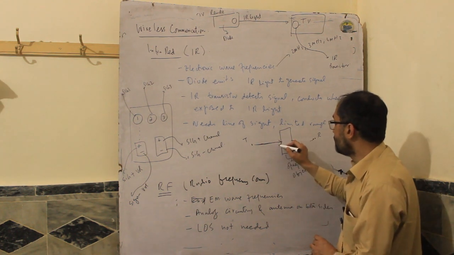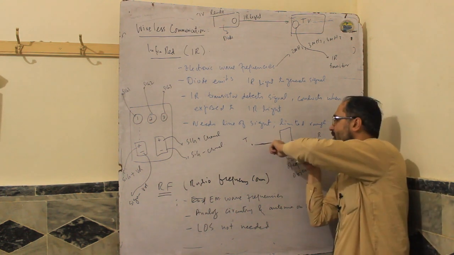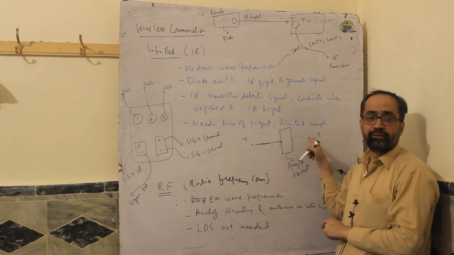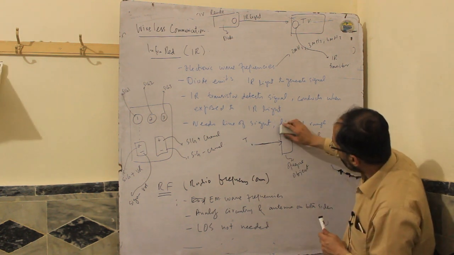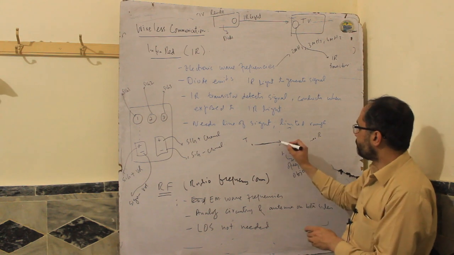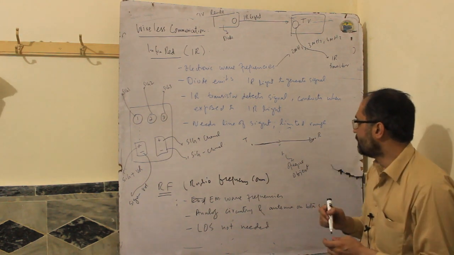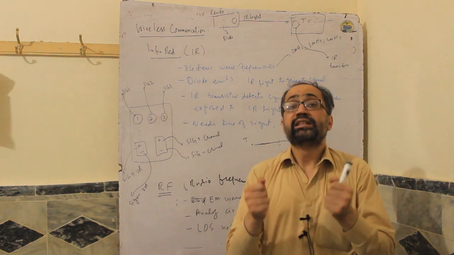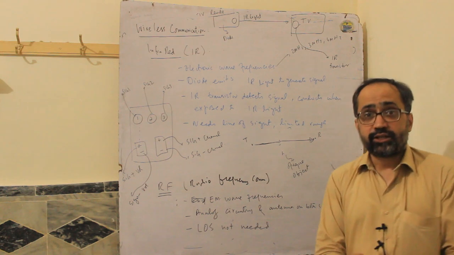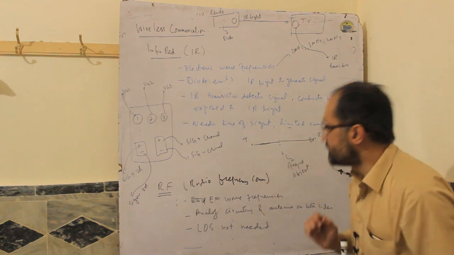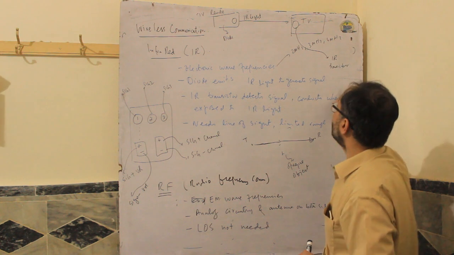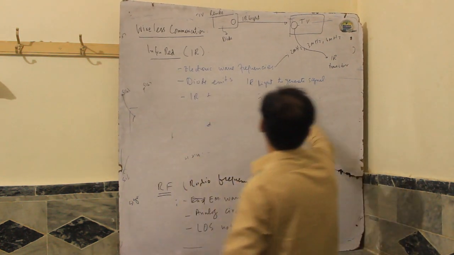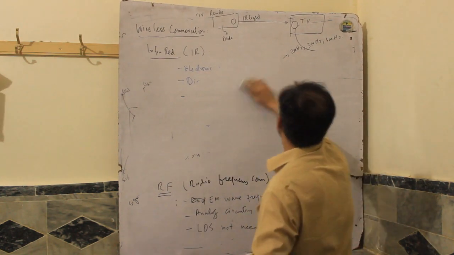If we generate a signal, it will emit the signal. This signal will collide with this opaque object, and it will not be received by the receiver. However, if there is no opaque object, this signal will be received by the receiver. So this implies infrared communication needs line of sight between the transmitter and the receiver. Now we will study another example of wireless communication, that is radio frequency communication.